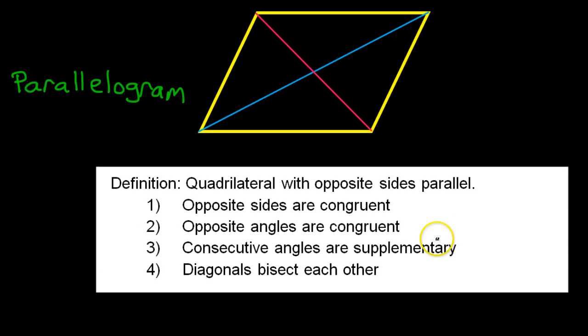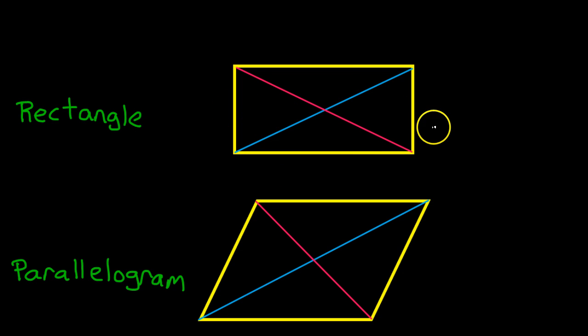So we talked about these special properties of a parallelogram and even the definition, so it's 5 things. All of these things still apply to a rectangle. Looking at a rectangle, the opposite sides are still congruent. The opposite angles are congruent. The consecutive angles are supplementary. And the diagonals bisect each other. But in addition to that, the diagonals of a rectangle are congruent. So the pink diagonal and the blue diagonal are congruent.